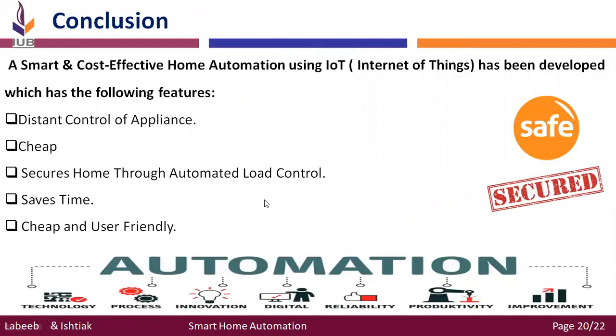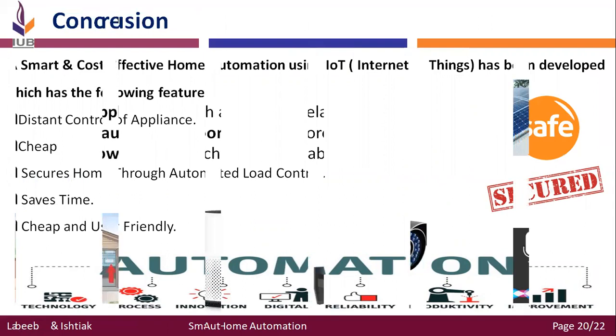Conclusion. A smart and cost-effective home automation using IoT, Internet of Things, has been developed, which has the following features. Distant control of appliances. It is cheap, secure, and makes a secure home through automated load control, saves time, and it is user-friendly, which can be used by any type of people.